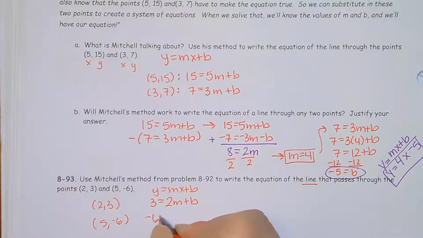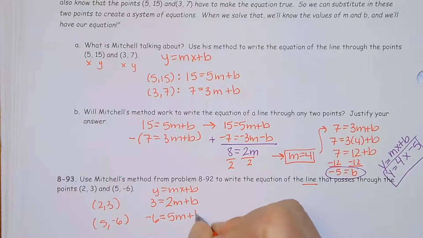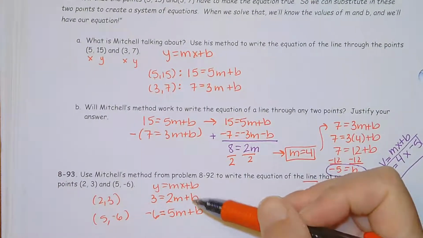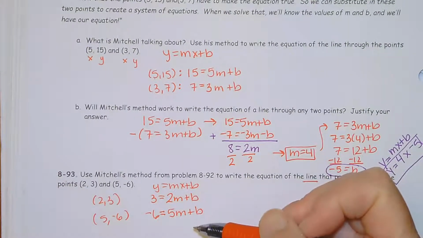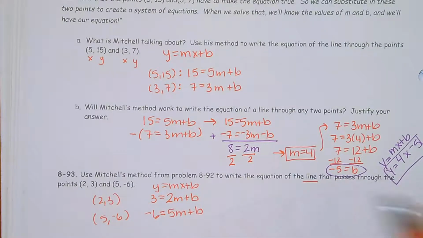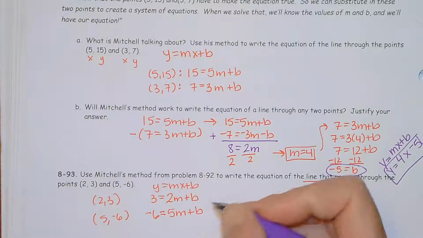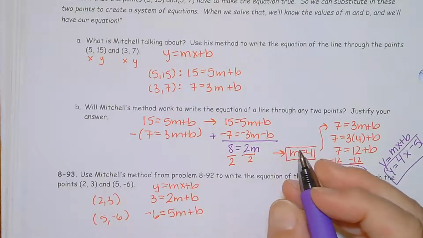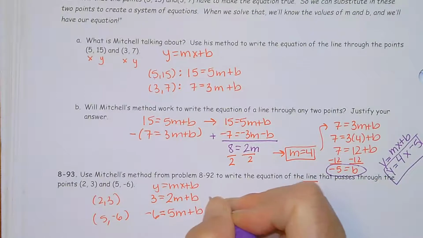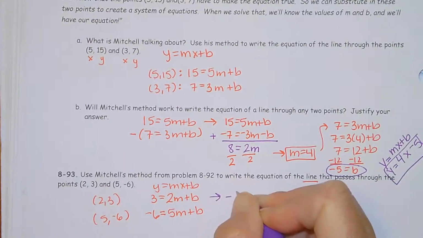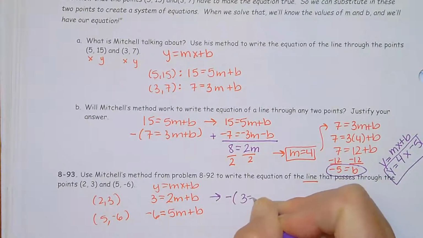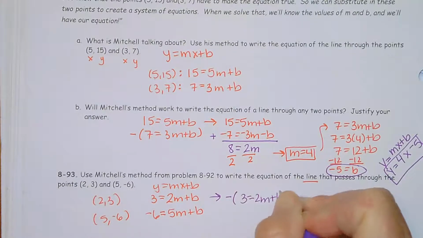So I'm going to get -6 is equal to, because again that's my y, and then my 5 is going to go in for my x, so I'm going to get 5 times m plus b. And again what's going to happen is I get a b and a b, so again I can easily use elimination. So let me take the top one this time, and I'm going to multiply the top one by a negative. It doesn't matter which one I do. I just am choosing to do the top one.